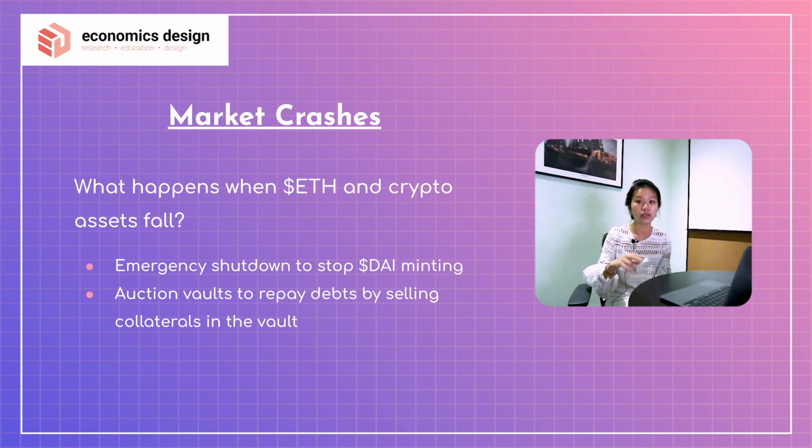So there are two ways. The first one is an emergency shutdown. So the whole system stops minting DAI and you can basically start closing your vaults because you start repaying the system. And you have a liquidation mechanism.